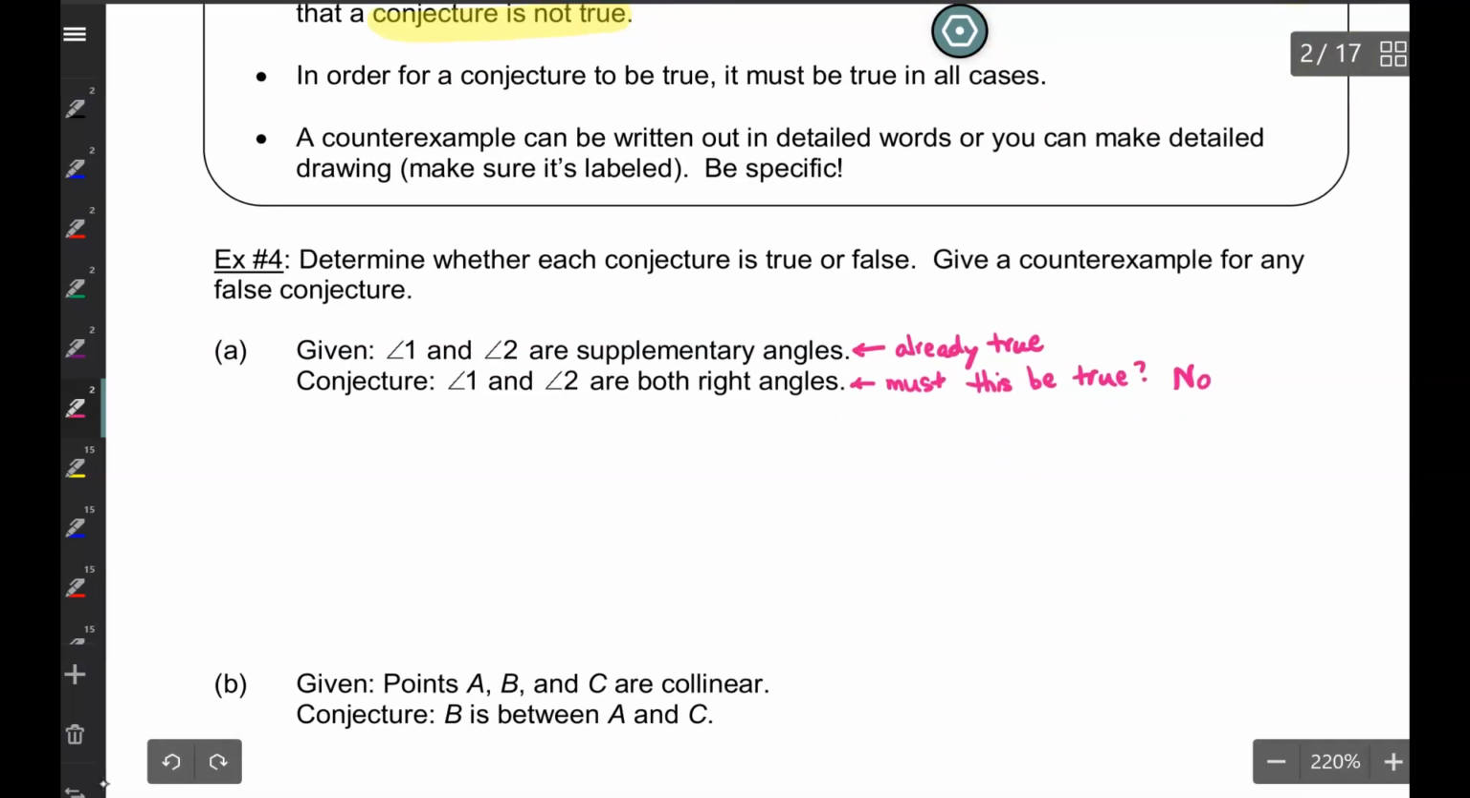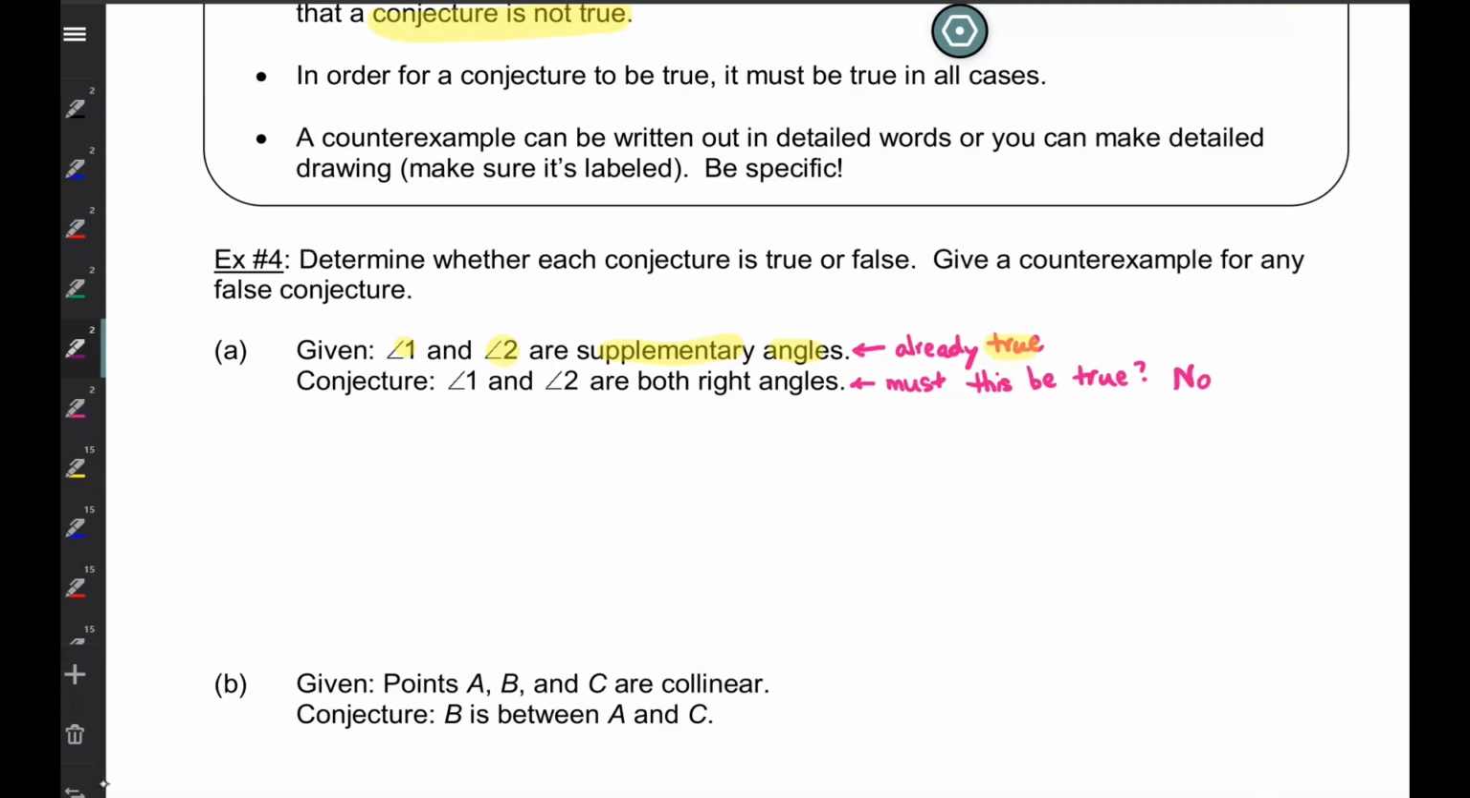So now we want to give a counterexample, and we want to be specific. Notice I had names for the angles. I have angle 1 and angle 2. So I want to show supplementary angles. Okay, so I want to make that part true, but I want to draw it so that I don't have right angles.